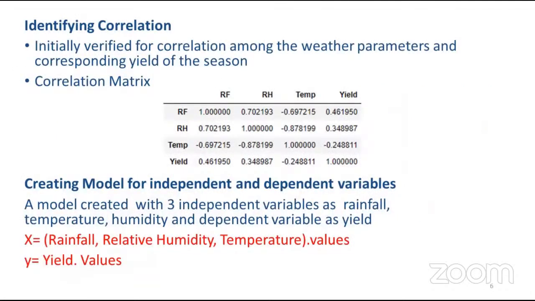To identify the correlation, based on the observation of the result obtained, rainfall and relative humidity had positive correlation and temperature had negative correlation. Climatic factors are included as the independent variables and yield as the dependent variable.